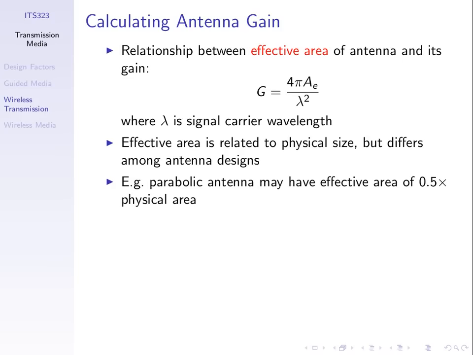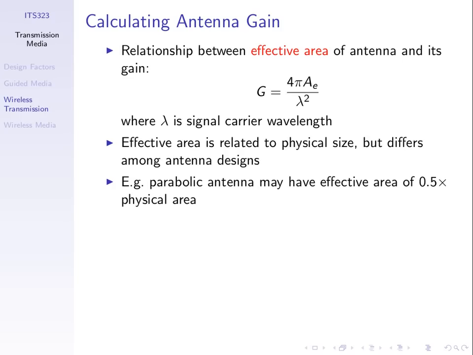Lambda, the wavelength, is the speed of light divided by the frequency. So remember the relationship: the speed of light is fixed, c, 3 by 10 to the 8 meters per second, divided by the frequency of our signal. So if I know the frequency of the signal that I'm using, let's say 5 gigahertz, I can determine the wavelength, lambda, and use that in this equation.